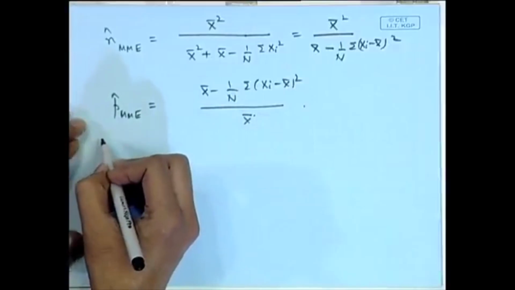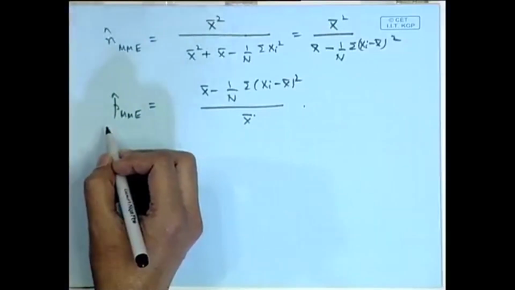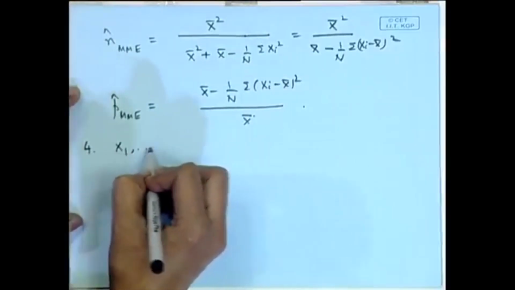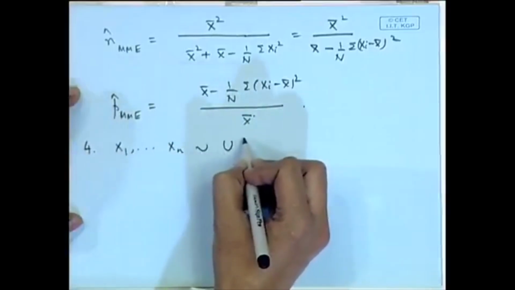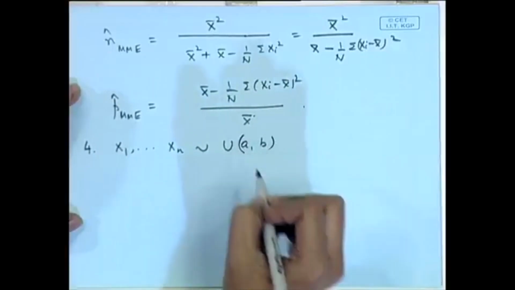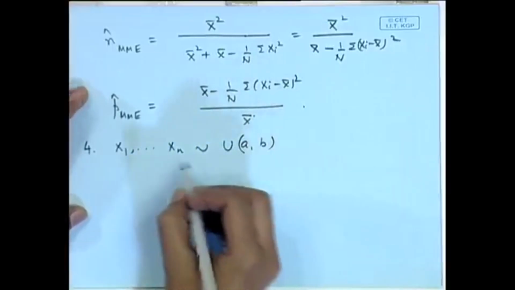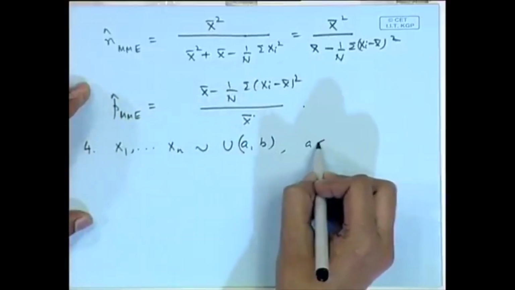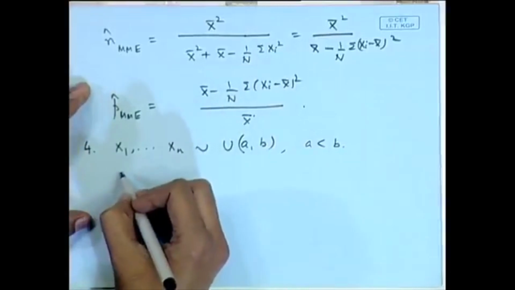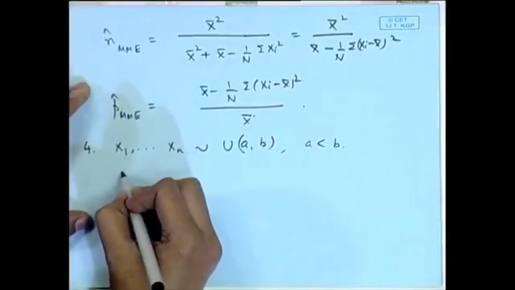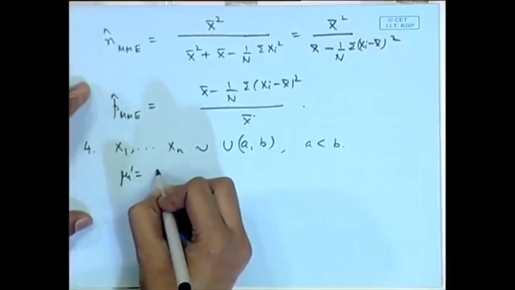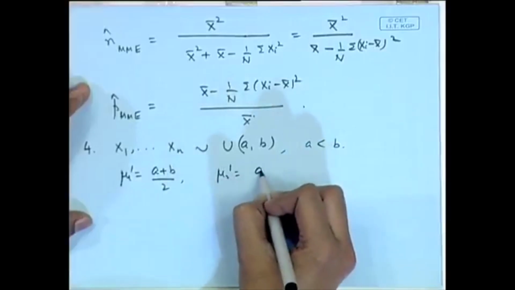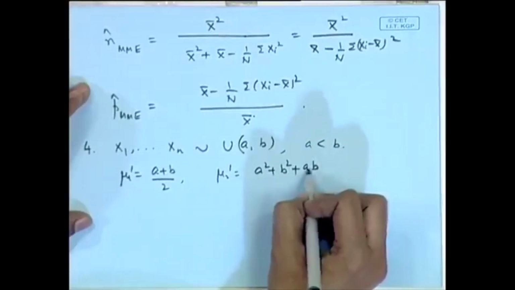Let us take another example. Suppose we consider a 2 parameter uniform distribution. In a 2 parameter uniform distribution, we have a and b as the parameters. Now, let us consider, say, the first moment. Here the first moment is a plus b by 2, and the second moment is a square plus b square plus a b by 3.